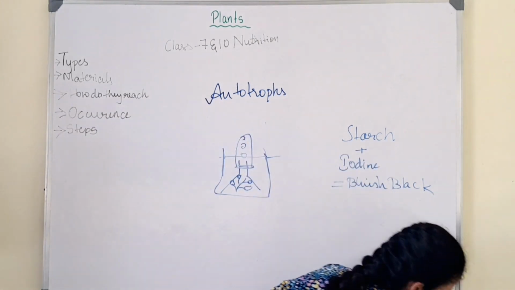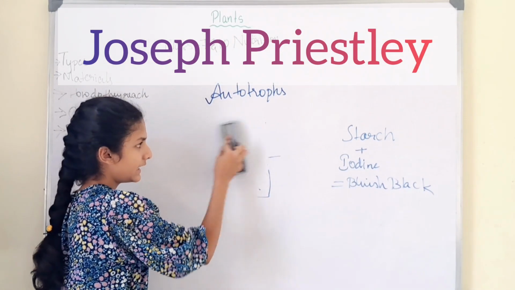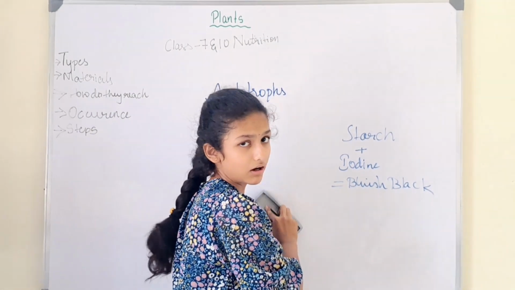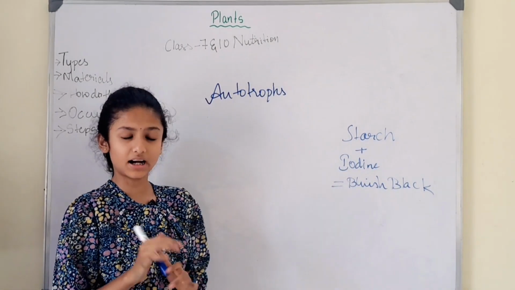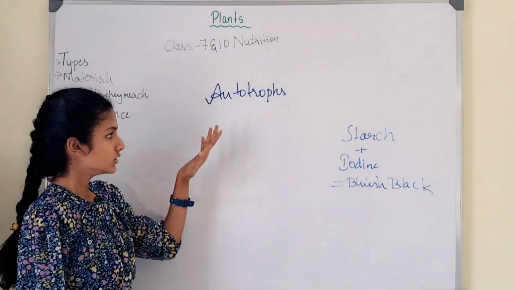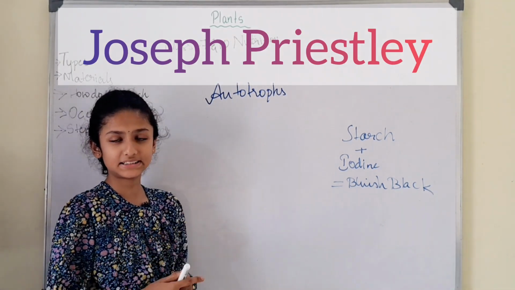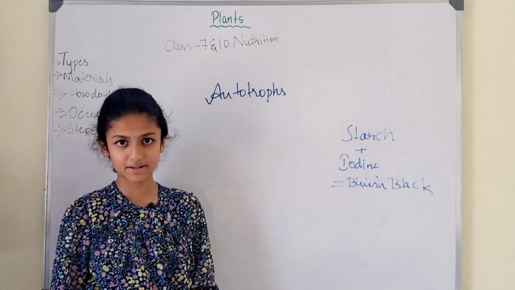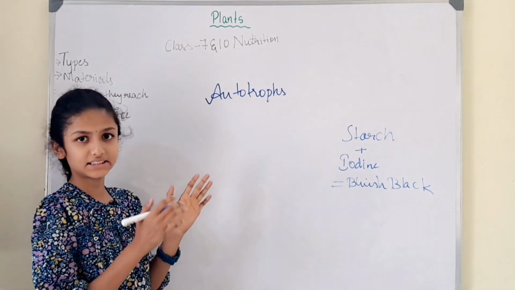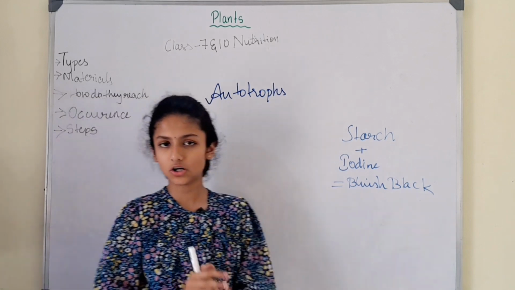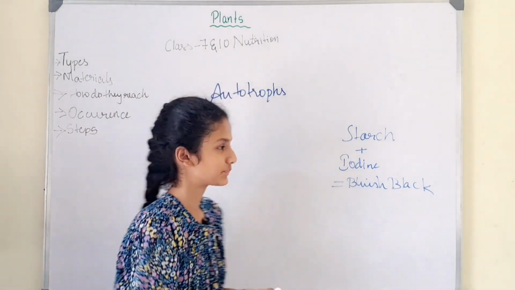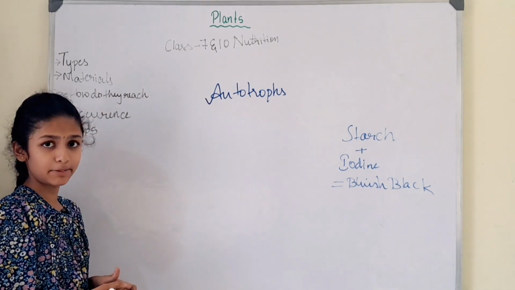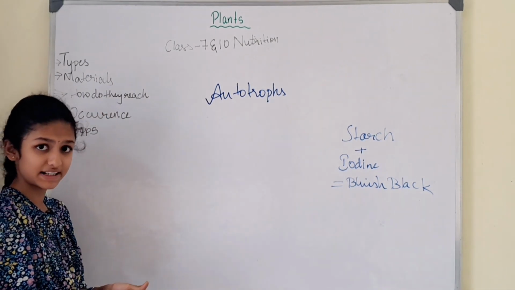And one more thing was Joseph Priestley. He is the person who discovered oxygen. Yes, he discovered oxygen. So this Joseph Priestley, what did he do? He performed a series of experiments to find out there's some gas. Actually, Priestley discovered it, and another scientist named it. What experiments did he perform? That oxygen is present.